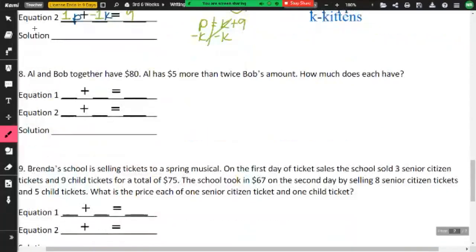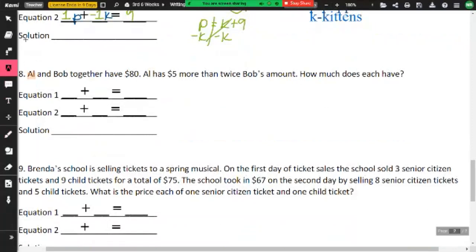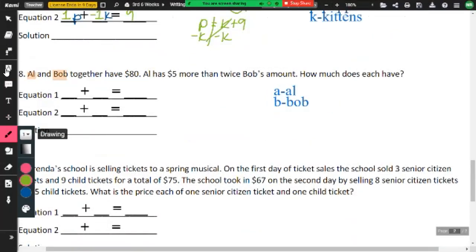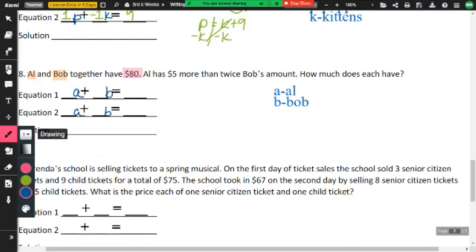Number 8, that is one that was actually on one of a previous assignment. So your variables are Al and Bob. It was on a previous assignment, so I'm hoping that since you had already done it, you didn't have as much trouble with it, but some people did. So let's go over it.